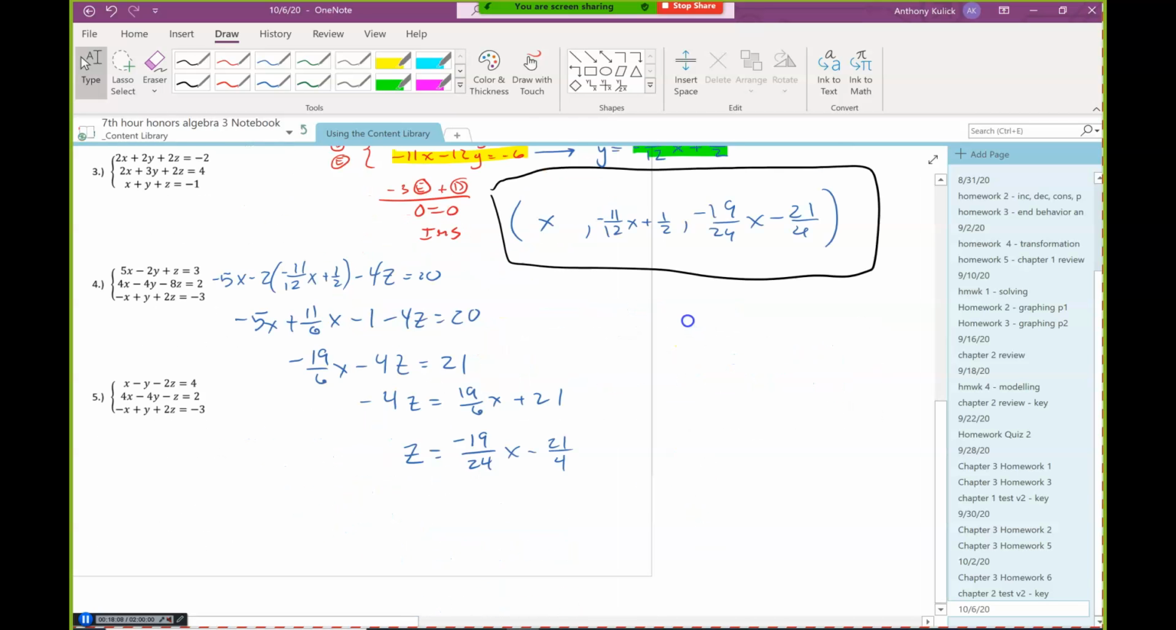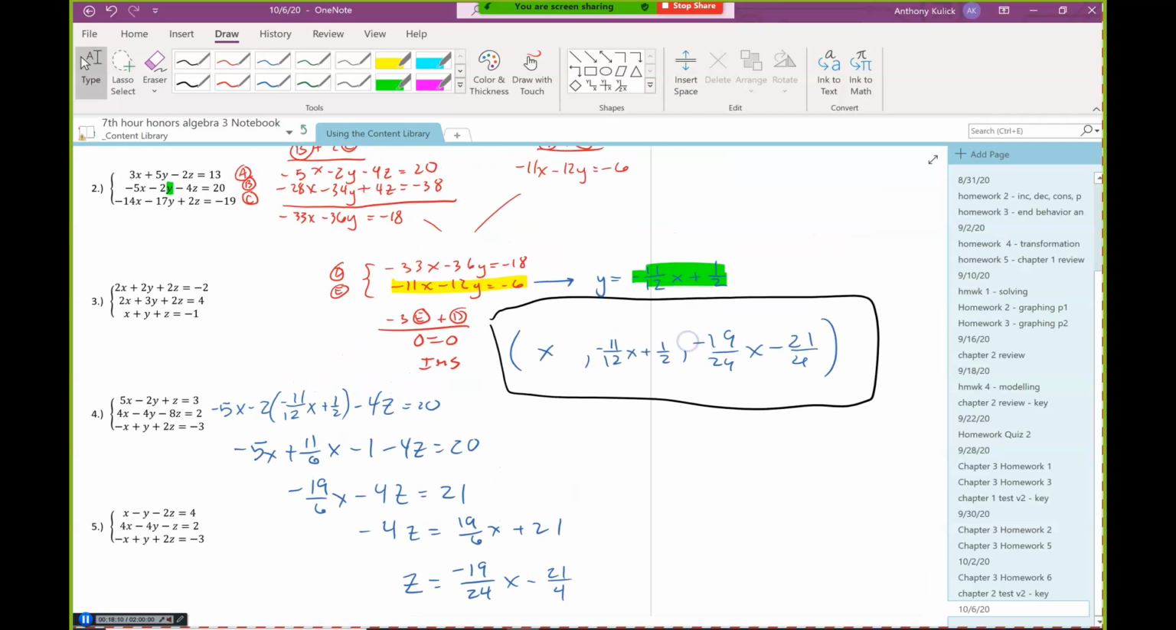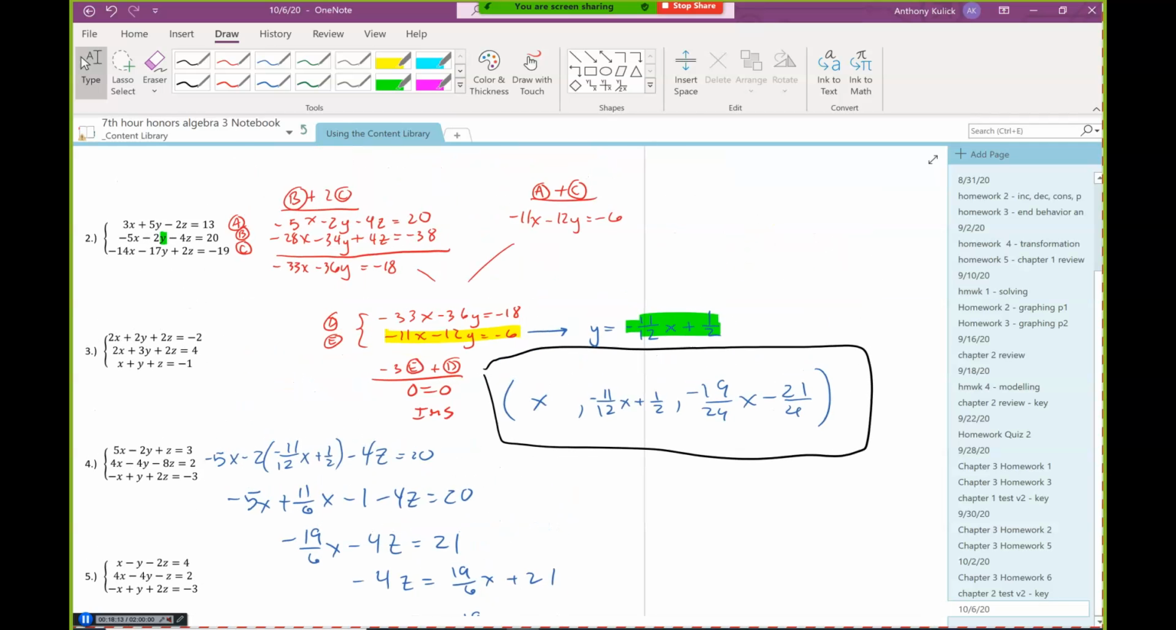So you got a positive 11 over 12 for the y. Did I make a mistake or did you make a mistake? Did you have this negative 11x minus 12y equals negative 6? Okay. So we added 11x over, right? And then we divide by negative 12. So I think it should be negative 11 over 12. Is that okay? Okay. Yeah, good.